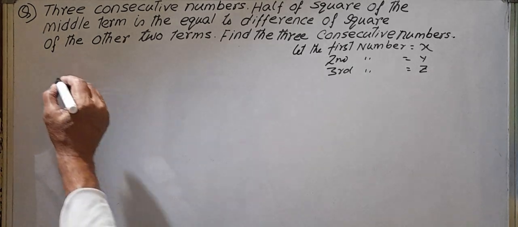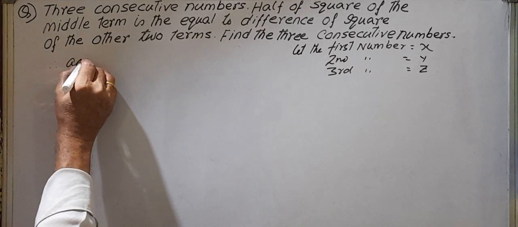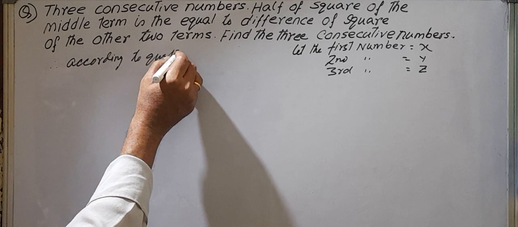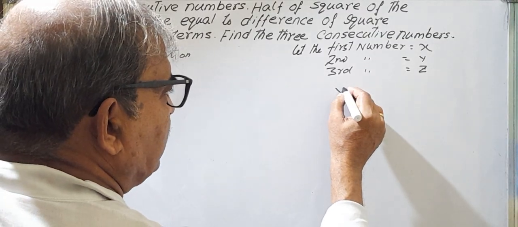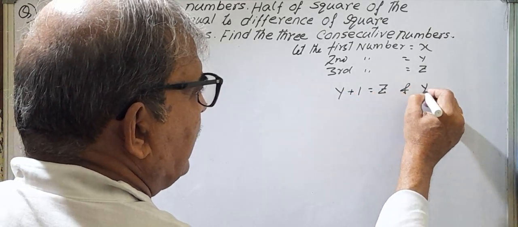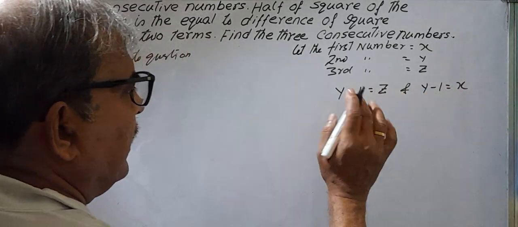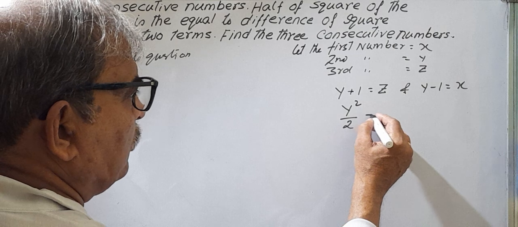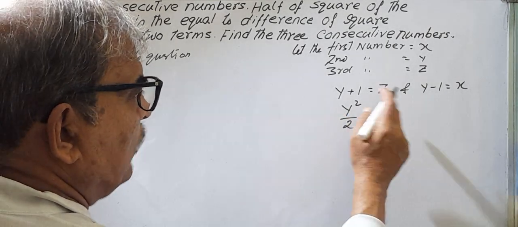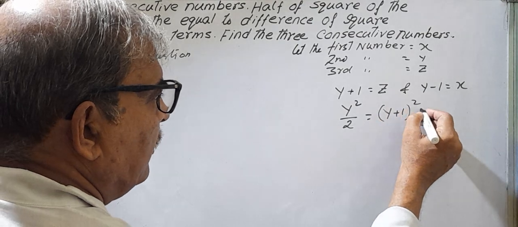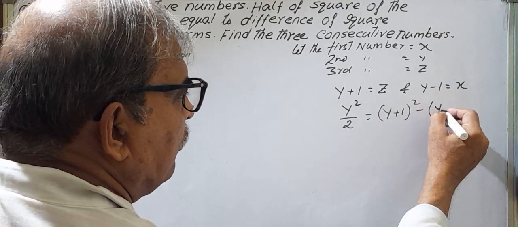So according to the question, the condition is that half of the square of the middle term, that means y square by 2, where y is the middle term, y plus 1 equals z and y minus 1 equals x. That is finished. Now, what is the question? y square by 2 equals z minus x, that is, y plus 1 whole square minus y minus 1 whole square.